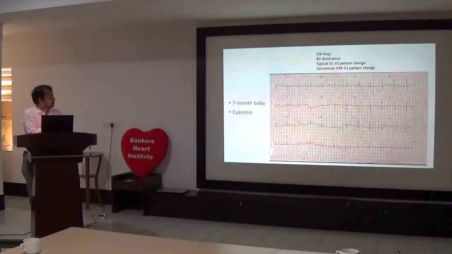Here we can see the clockwise loop with RV dominance pattern. Typical V1 to V2 pattern change. This point I want to highlight, because here we can see the prominent R wave in V1, and suddenly after that there is prominent S wave in V2. There is sudden transition of QRS complex from lead V1 to V2. It is specific of this condition with prominent inverted T waves in lead V1.